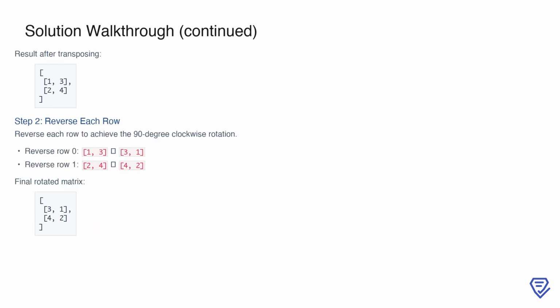With the matrix transposed, we move on to reversing each row. For the first row, 1, 3 is reversed to 3, 1. Similarly, the second row, 2, 4 is reversed to 4, 2. The final result shows the matrix rotated 90 degrees clockwise. Even with smaller dimensions, the same two-step process applies effectively.